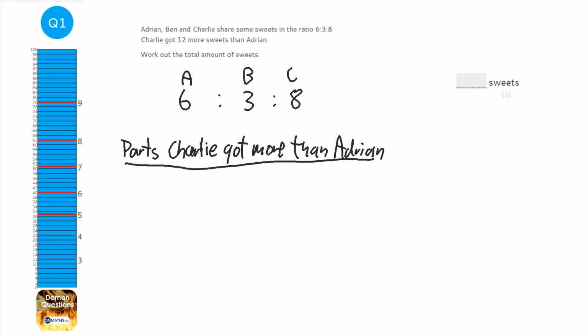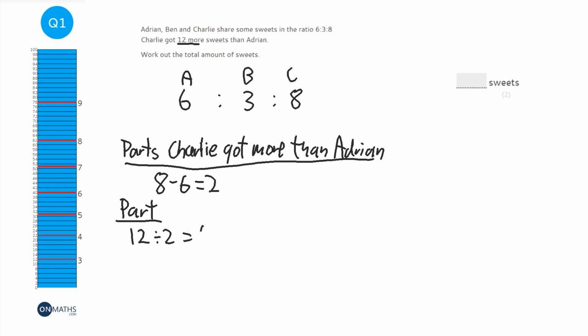Okay, so he got 8 takeaway 6 is 2. So he got 2 more parts. And so let's have a look and see what one part is worth. So those 2 parts equates to 12 more sweets. So we do 12 divided by 2, 6. So each part is worth 6 sweets.